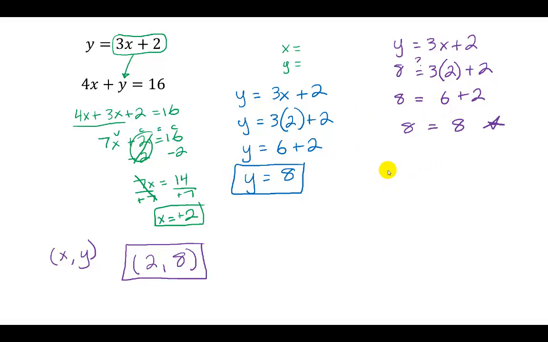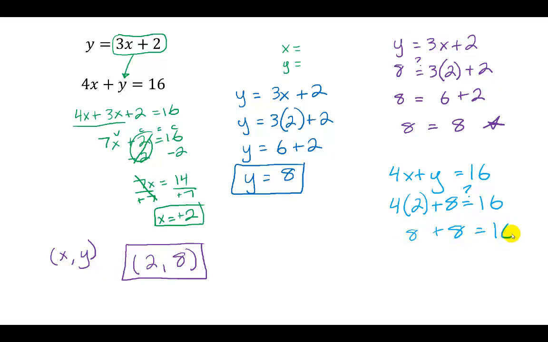I'm going to now verify the second equation. 4x plus y equals 16. I'm going to plug 2 in place of x and 8 in place of y. And we need to determine, does the left side equal the right side? 4 times 2 is 8. 8 plus 8, does that equal 16? Well, 8 plus 8 is 16. Does 16 equal 16? Yes, it does. That means my answer is correct. I did not make a mistake.